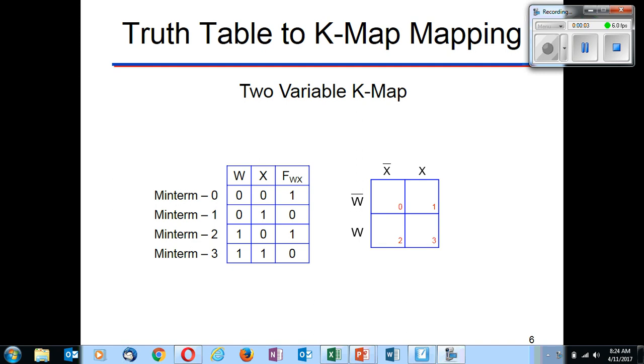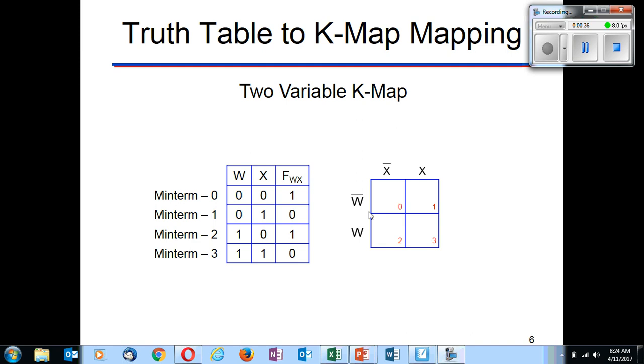Hello everyone. Today we're going to talk about K-maps, and the best way to learn K-maps is by actually doing K-maps. So you can see over here I have a two variable truth table, and I have exactly two minterms. This minterm has not W, not X, and this minterm has W, not X. So what I'm going to do is map out my outputs. And this is how you map it out.